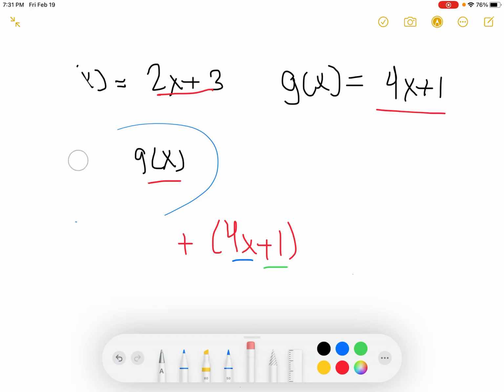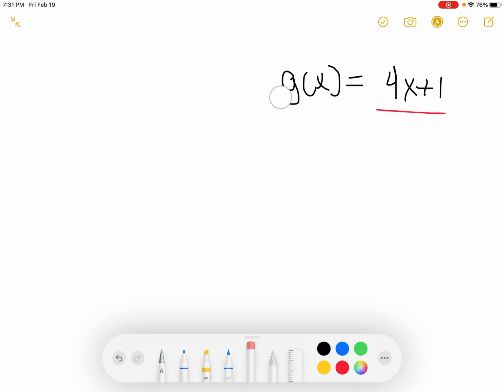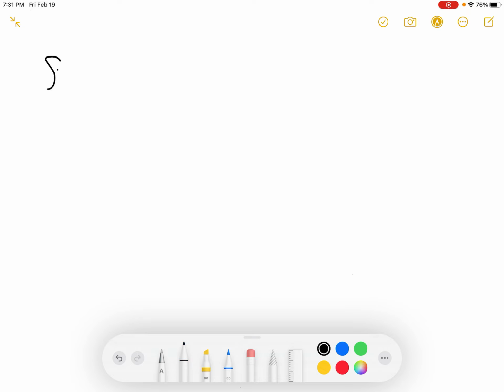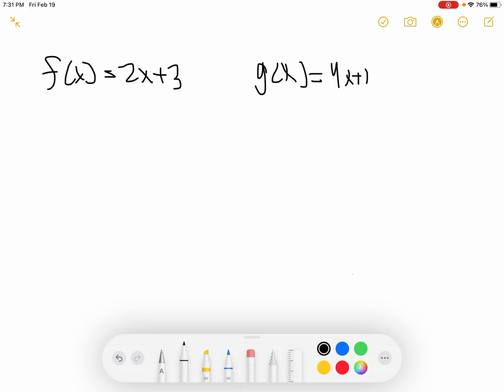Now you need to pay attention for this one because it is easy, but there is one thing that you need to... Well, I shouldn't have erased those values. Let's just keep the same values. f of x equals 2x plus 3, and g of x equals 4x plus 1. When you're subtracting, there's something you have to take into consideration. So let's say now we need f of x minus g of x.